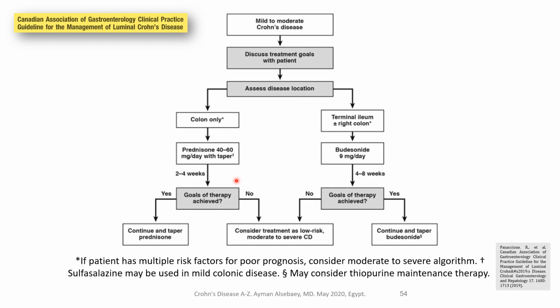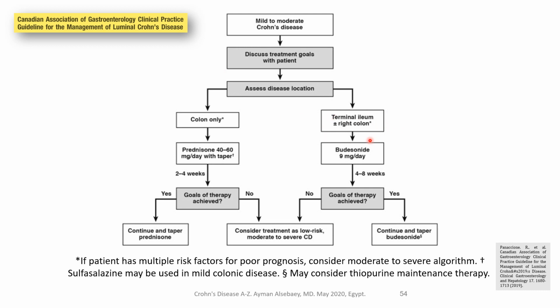This is the same in this algorithm. Assess the response after 4 weeks. If there is remission, taper corticosteroids, of course, and add an immunomodulator. But if there is no response to corticosteroids in the colon, you should shift this patient to the moderate to severe algorithm.